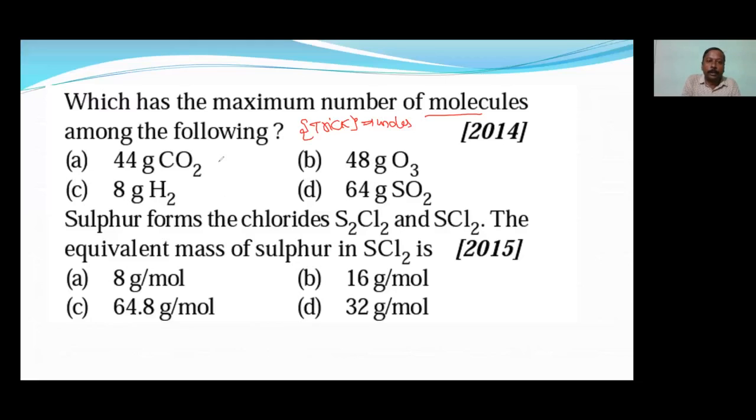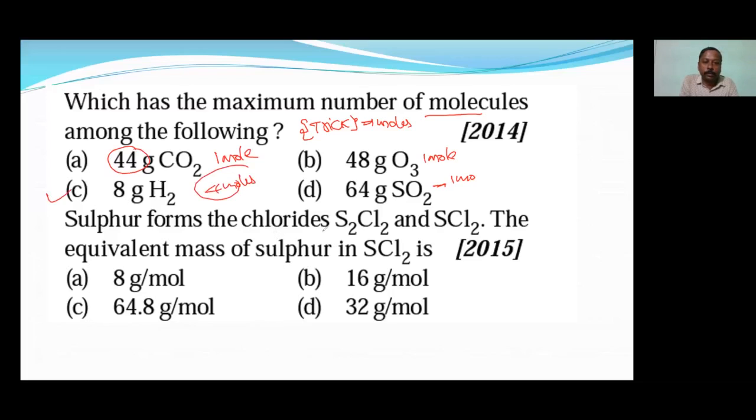Okay, you don't get confused with the mass. See, 44 is its molecular mass, so here it is 1 mole, and 48 is its molecular mass, therefore it is 1 mole. SO2 is molecular mass 1 mole, but here it is 4 moles. Okay, so the answer will be C. Now let us see the next question.